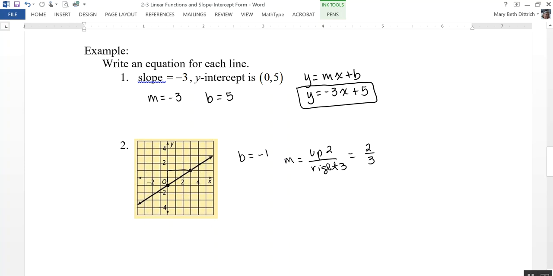I could also look at this as if I wanted to go from this point to this point, I could also be going down 2 and left 3. That would be a -2 over a -3, which, a negative divided by a negative is a positive, so it's also 2/3. So the equation of this line is y equals m, which is 2/3, times x plus b, which is a -1.